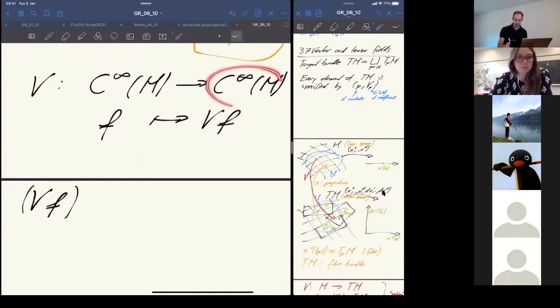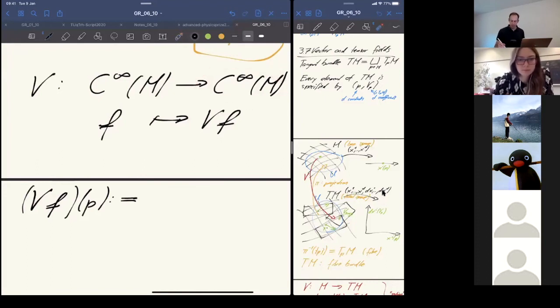This new function vf is a function on the manifold. What it does is take as input a point p. And now I need to say what this value is. This is a real number. If the function is applied at the point, by definition of what C infinity means, that gives you a real value. And now I'm just saying it should be the value I got if I applied the vector at the point p to the function f.